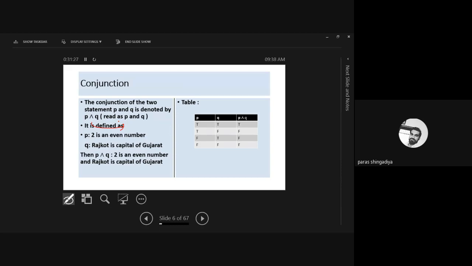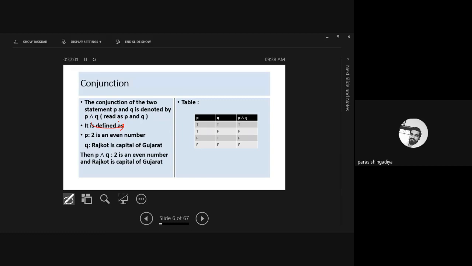Only in one case will its reflection be T. In all the other cases, what will it be? That is false. In which case will it be T? If both columns have T, then it will be T. If any one column has a false, then it will be false. Clear? That is called conjunction. Is there any confusion? Yes. Any problem in the definition?